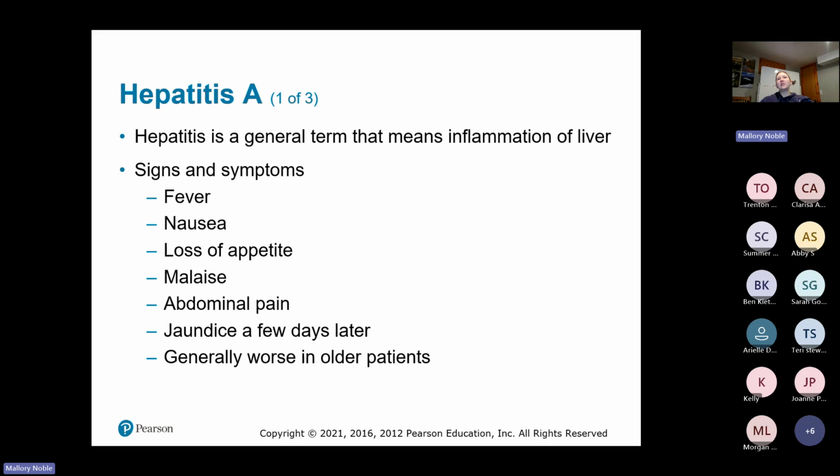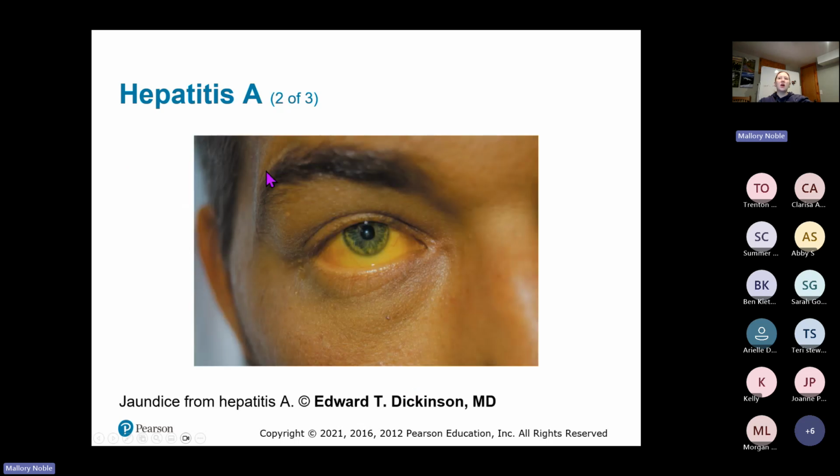Hepatitis A. So hepatitis is a general term that means inflammation of the liver. Then we've got different strains. Hepatitis A, B, C. I think it's just the 3 letters. Signs and symptoms: fever, nausea, loss of appetite, just kind of a generalized weakness, abdominal pain, jaundice as well, and then generally worse in older patients as well. Anytime we've got liver involvement, there's the potential of being jaundice, that yellowing of the skin. So you can see this face here, you've got quite a lot of yellow pigmentation, and then those eyes look a bit neon as well. That's all caused from liver.